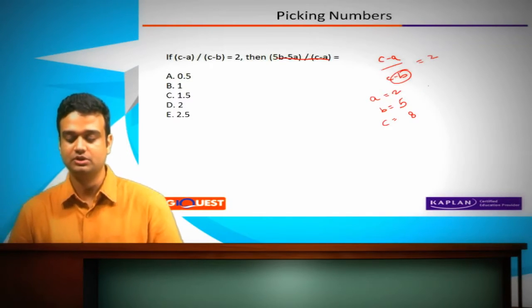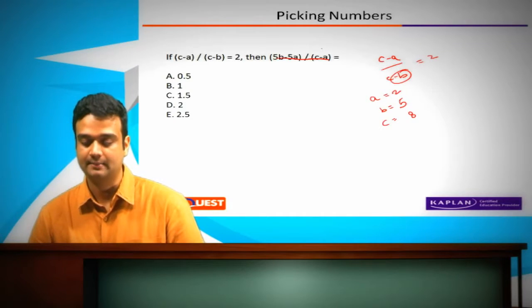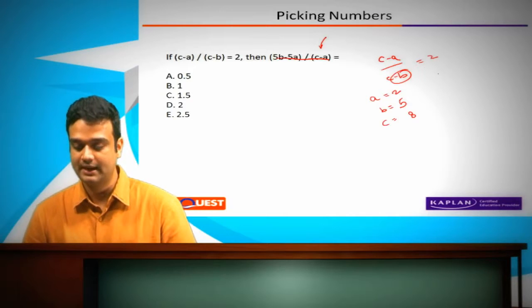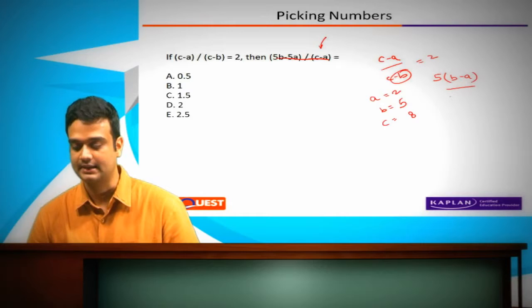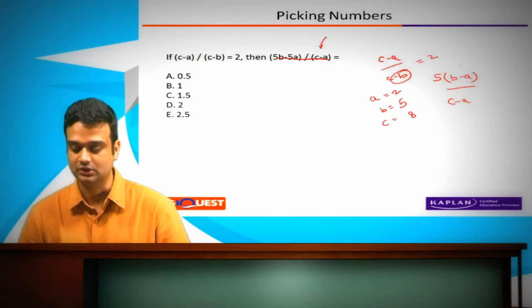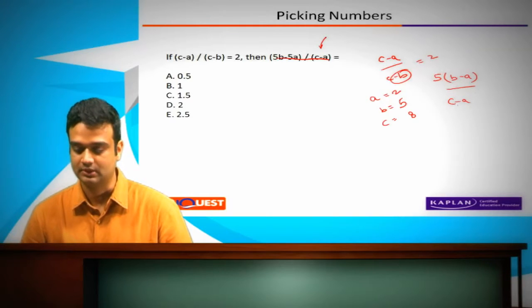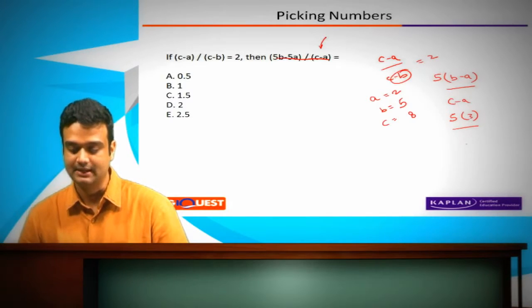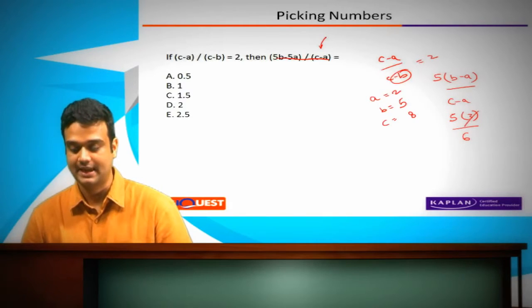So let me just use those numbers in the expression that I need the answer for. So 5B minus 5A by C minus A. What is that equal to? Well, B minus A equals 3. So I'm going to say 5 into 3. And C minus A is 6. So essentially we have 2.5, right?